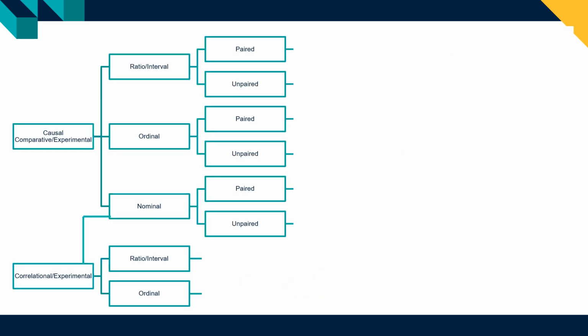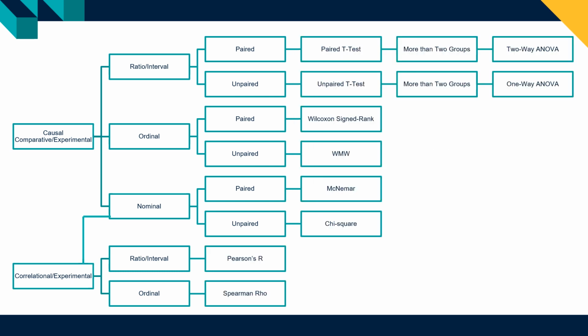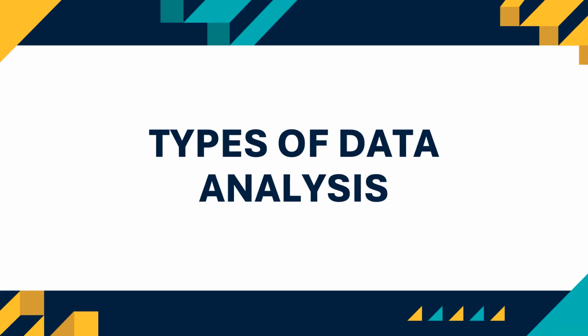Next, look at how our data set is set up. Paired data, paired groups, or paired variables are a comparison between two related samples, and unpaired are comparisons between two unrelated or independent samples. Then look at the number of groups. Any more than 2 groups might lead you down a different path, which will lead to selecting a different test. Now let's dive into all the different types of data analysis.